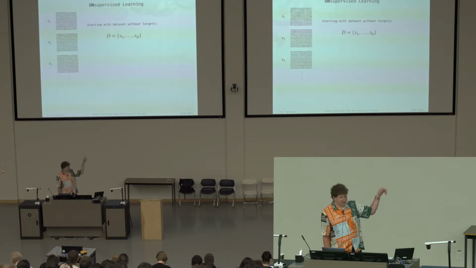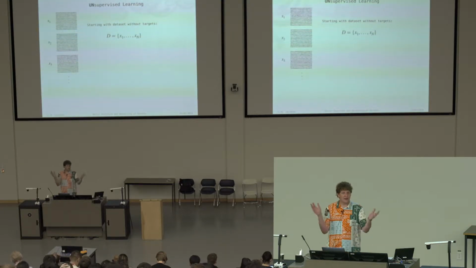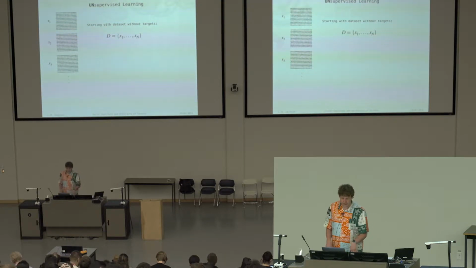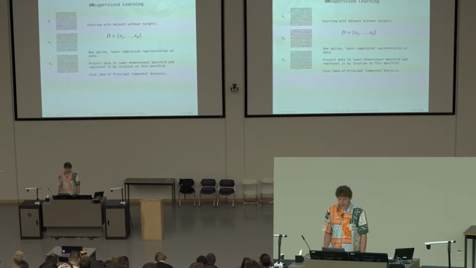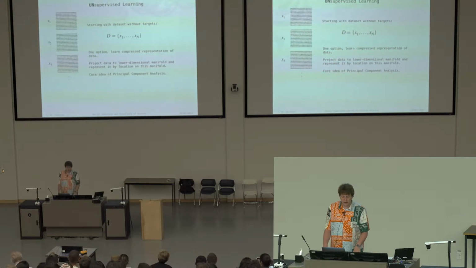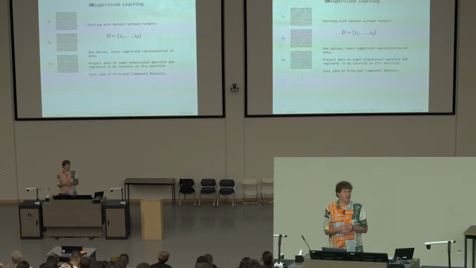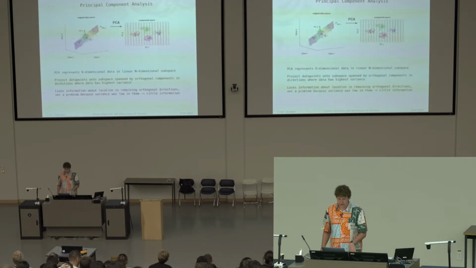Right, so here you see basically how data can look to a computer. It's really just strings of numbers, and here we start again with the data set without targets. So now we only have the x's and no y. One option is to learn a compressed representation of that data. One way to formalize compression is that we want to project the data to a lower dimensional manifold and represent it by location on this manifold, essentially. So that's the core idea of principal component analysis, which is actually an unsupervised learning algorithm in that sense.